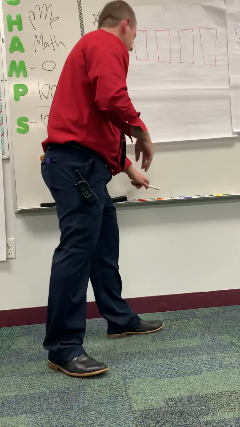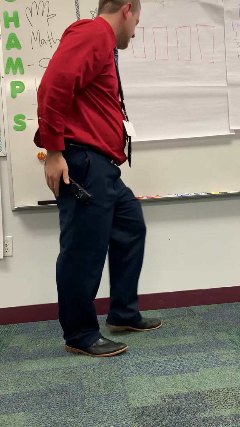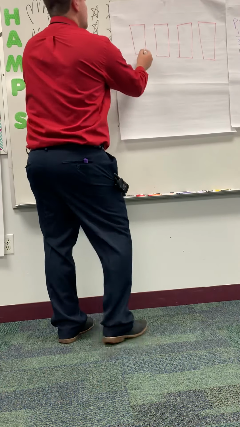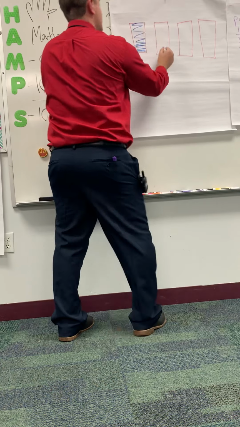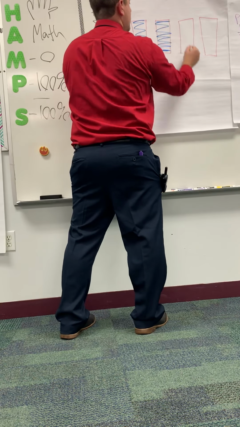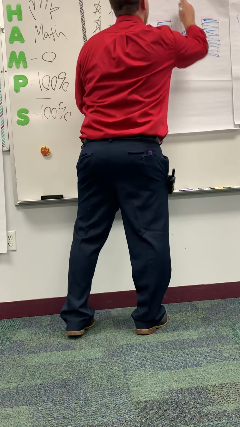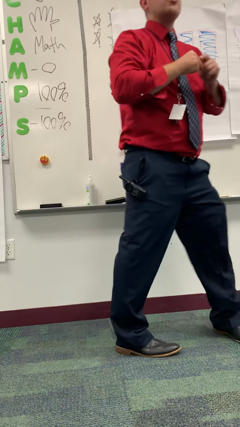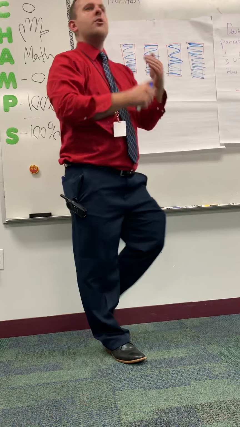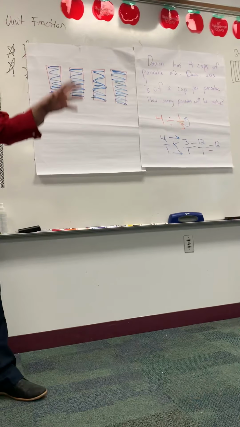So 4 holes means, well, no, I think I'm missing colors. Let's go blue. 4 holes means we're going to fill them all up. See that? We're filling those all the way to the top. They're all the way whole, okay? So, what are we portioning these out in? What are we dividing these by? What are we sharing these into?